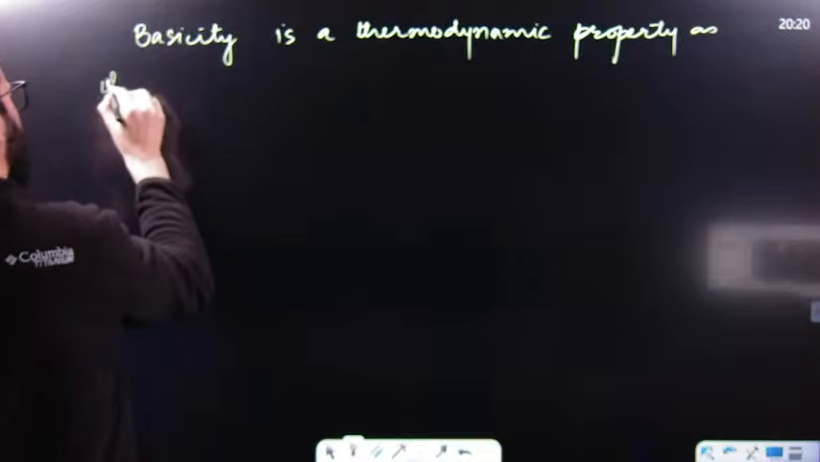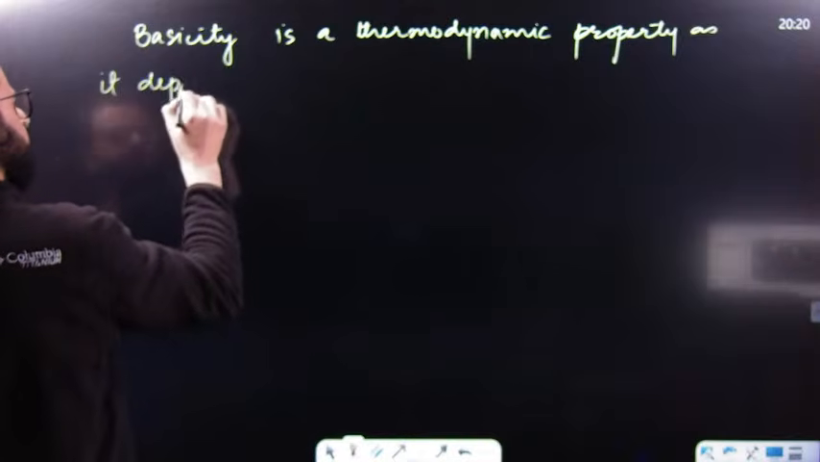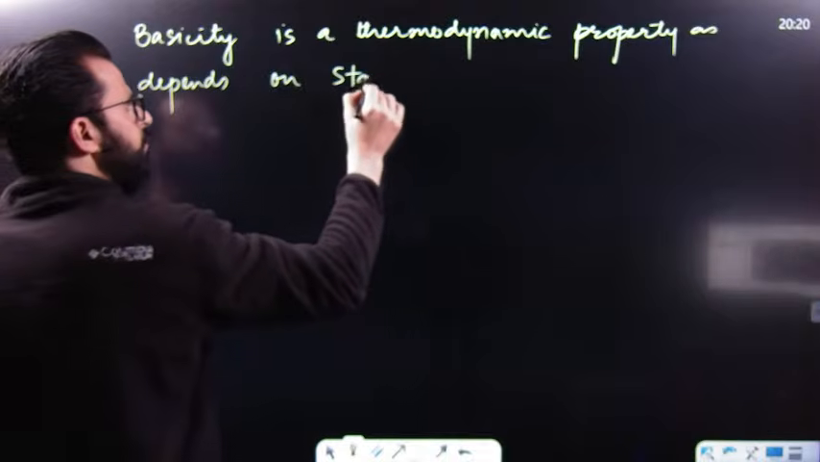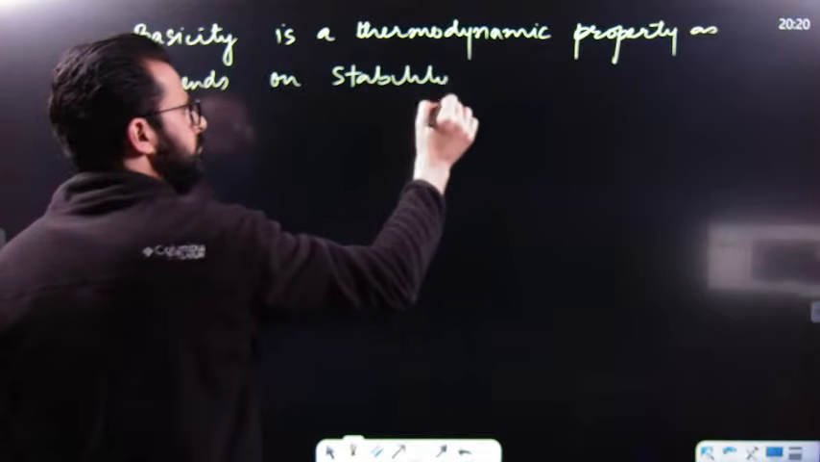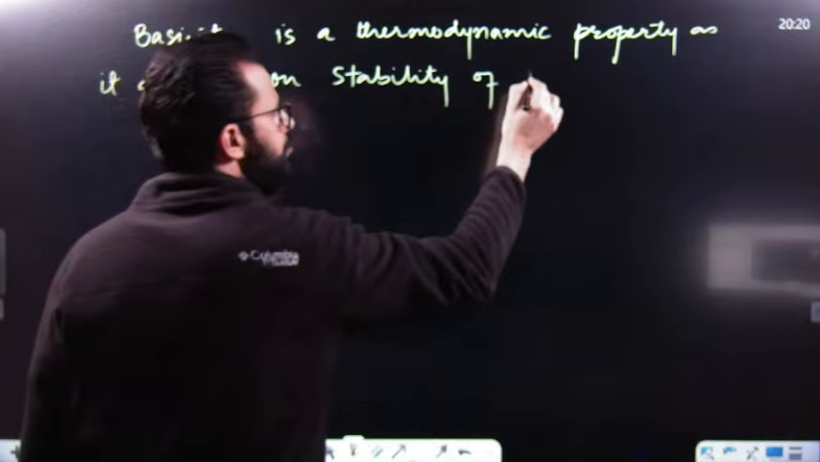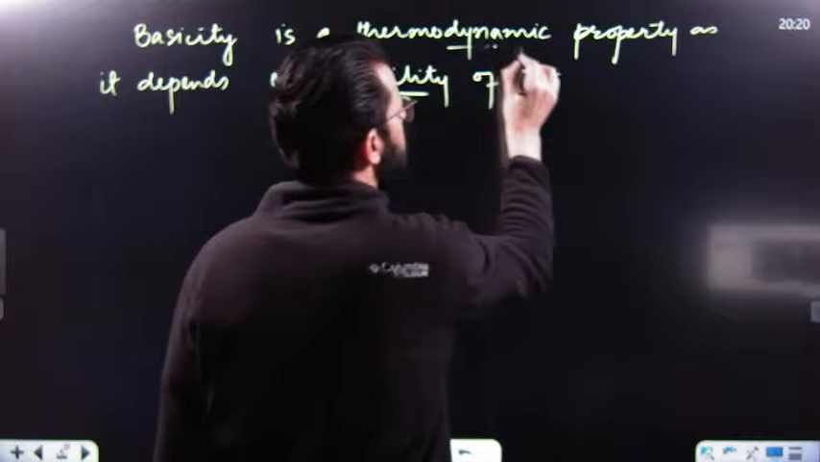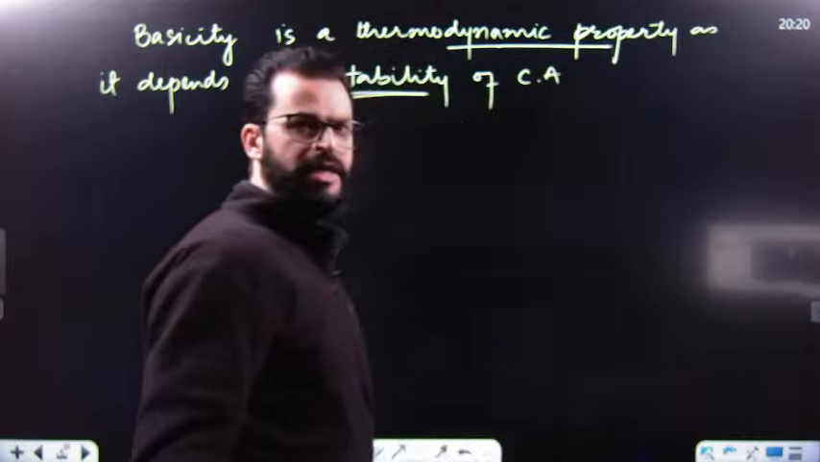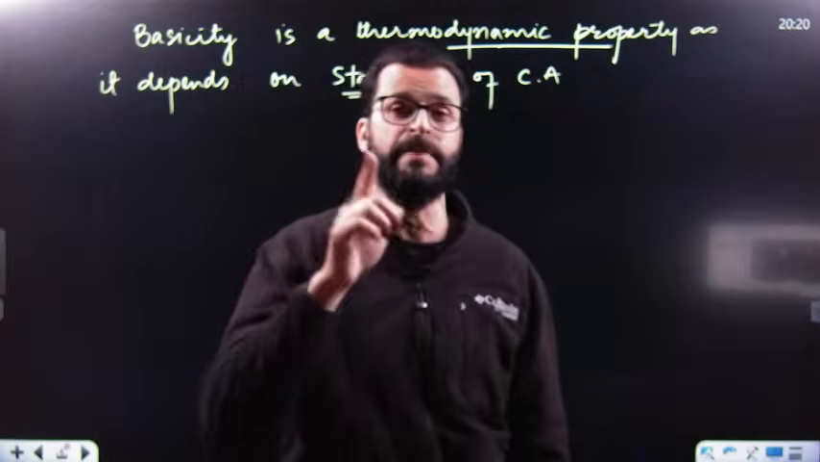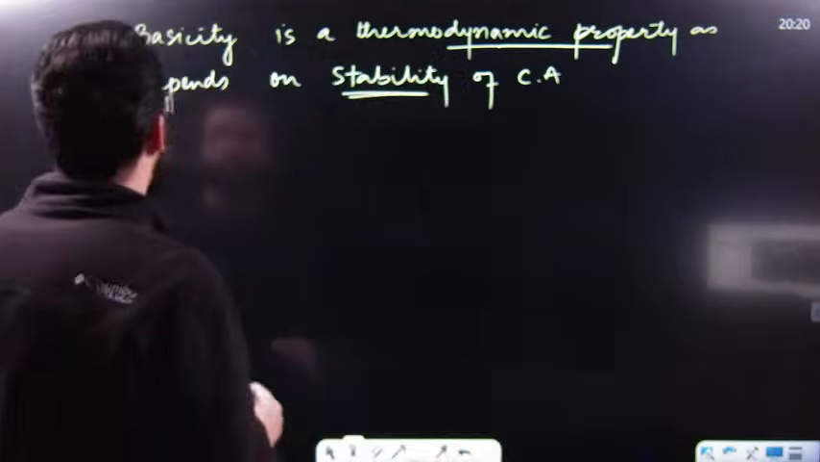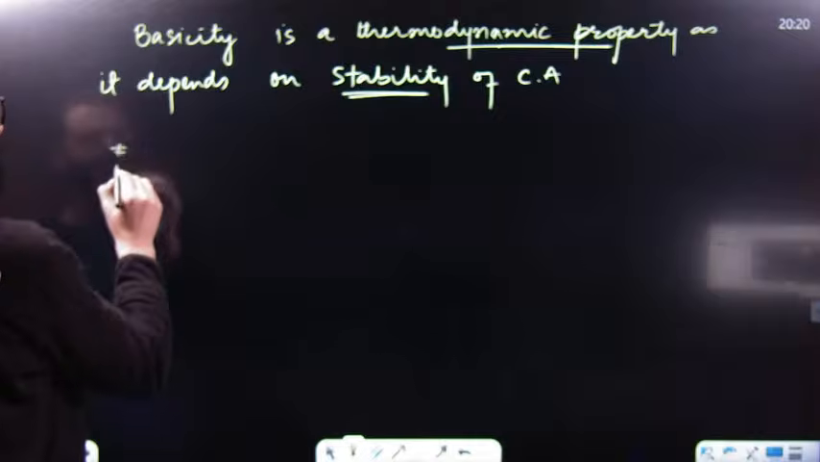It depends on stability of conjugate acid. In a nutshell, any species which depends on stability is considered a thermodynamic property, but any species which depends on rate is considered a kinetic property. Now, the question is, how can we define basicity then?